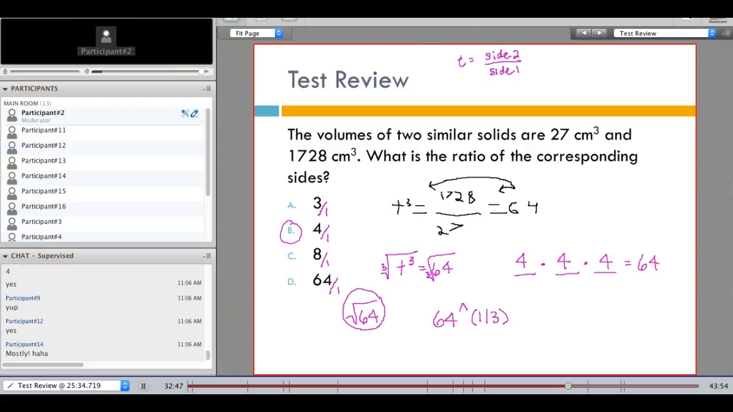All right, let's give this one a shot, and then we'll be done. All right, so 3.12, it says cone S is similar to cone T. There you go. Perfect, Tristan. Find the volume of cone T if the volume of cone S is 4,704 pi cubic centimeters.